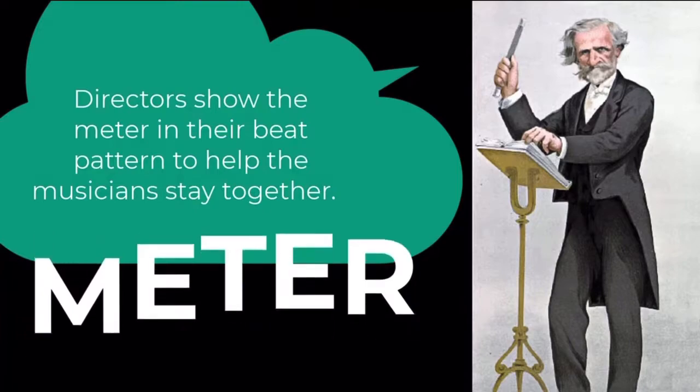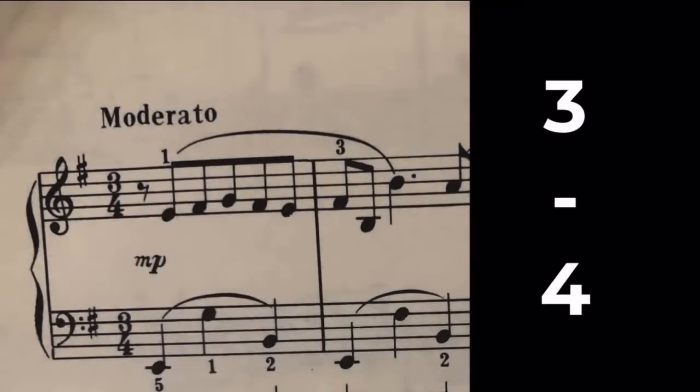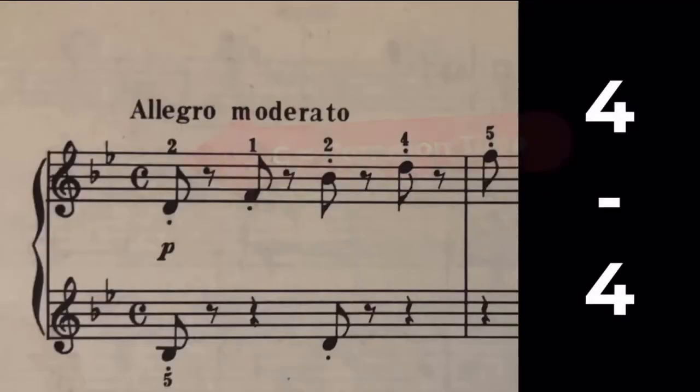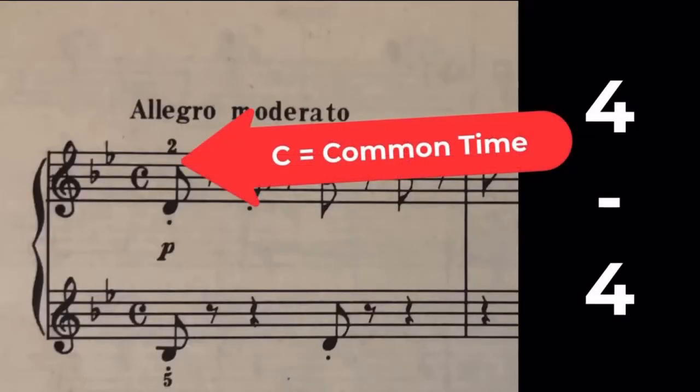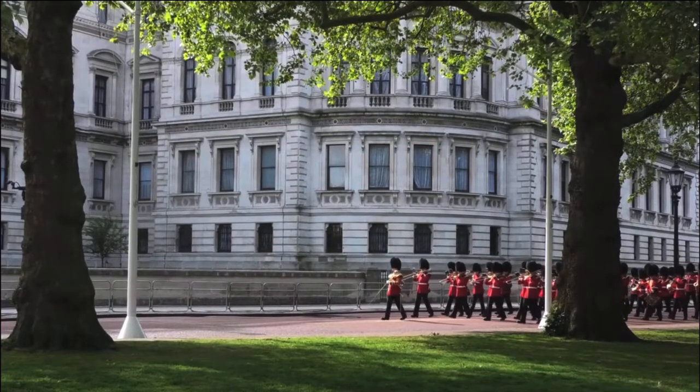Meter tells us how many beats there are in a measure, such as three-quarter time. Three-quarter time gets three beats in a measure. It is the type of music you would hear in a waltz, like one, two, three, one, two, three. Four-four time, or common time, is most often used in music. You can hear this meter in a composition for a marching band.